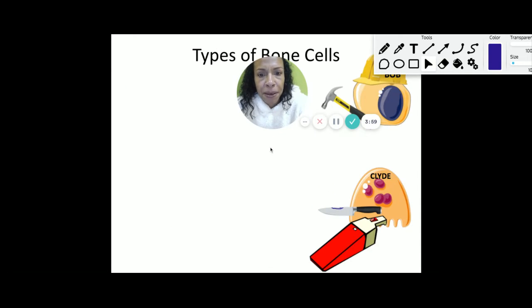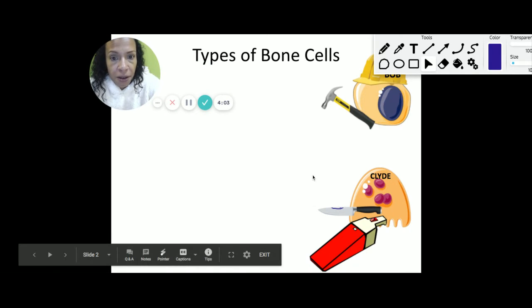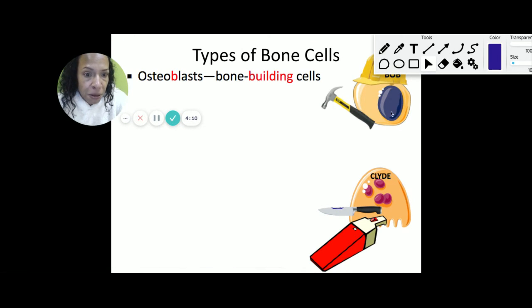So how does this happen? Well, it's due in part to the action of two different types of bone cells. And the first is the osteoblast. Notice B for blast, B for building, B for Bob, right?